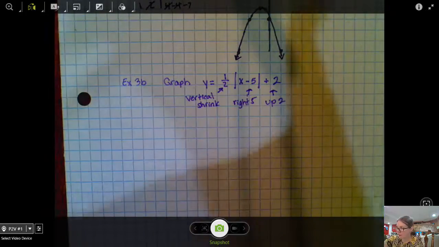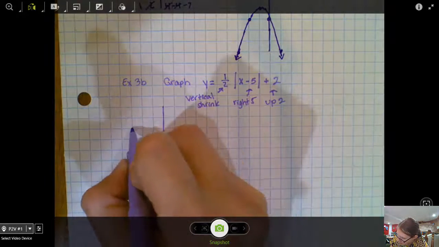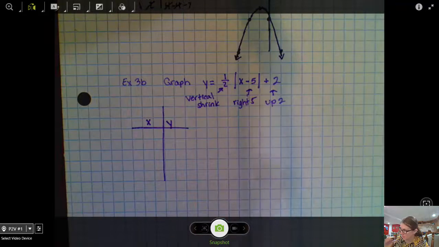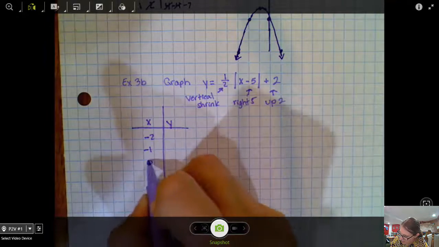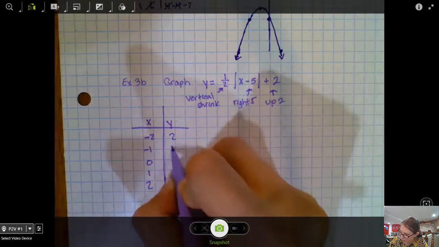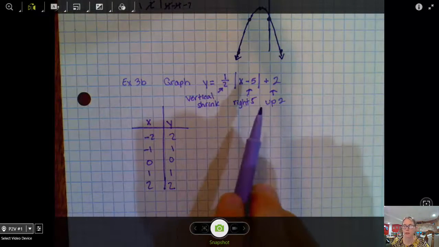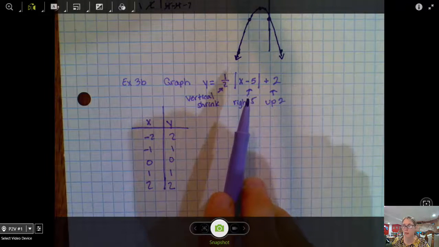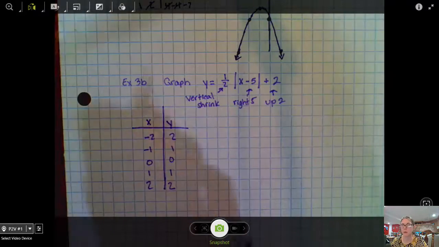Let's make our table for our parent function. And keep those same x values. -2, -1, 0, 1, 2. Absolute value of each of them. And then we follow our order of operations. So even though we usually think of our order of operations as parentheses, remember that it's really grouping symbols. This absolute value still acts as a grouping symbol.